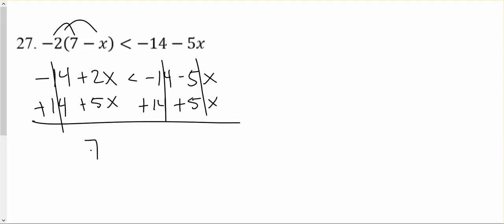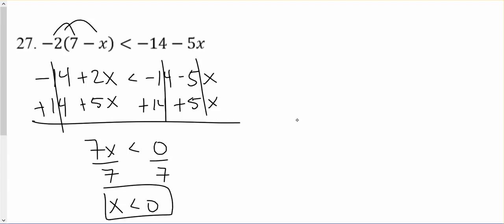And so we get 7x is less than 0. Well, that's still fine. We'll divide by 7. 0 divided by anything is 0. And so now we're just at 0, and we're less than 0, so that's open circle going to the left.